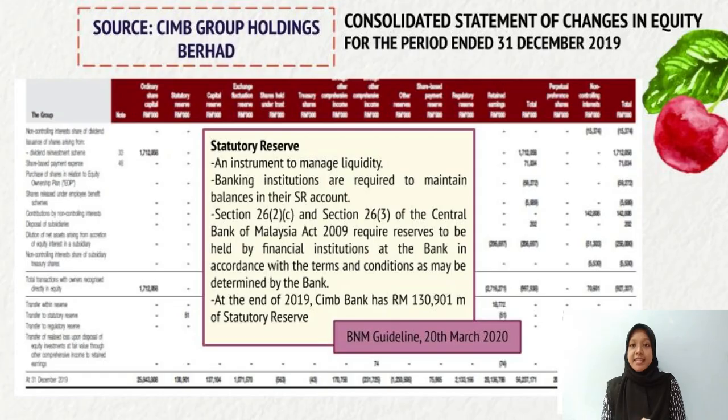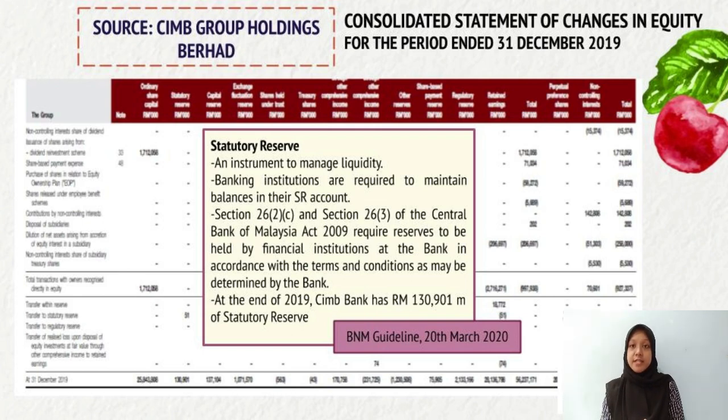Thank you, Aifa. Come back to me again. I will explain to you about the special reserve that only exists in the financial institution, which are statutory and regulatory reserve. In the Statement of Changes in Equity 2019 of CIMB Bank, the special reserve is statutory reserve. According to Bank Negara Malaysia, statutory reserve is a monetary policy instrument available to the bank to manage liquidity and hence credit creation in the banking system.